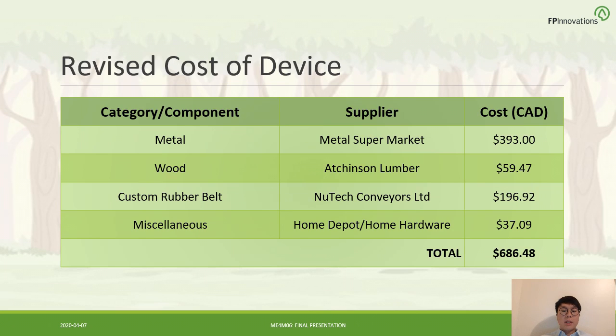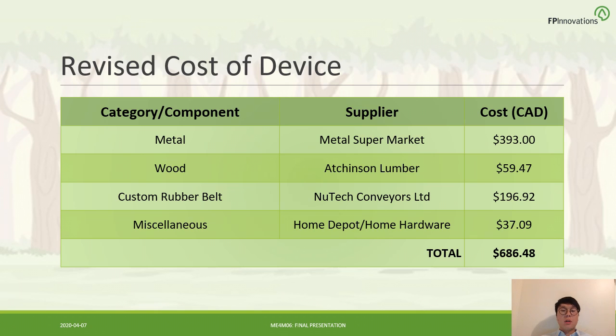So the team ended up spending a total of $686.48 on the materials for the prototype, and the costs are divided among four major categories, which are broken down in the table you can see on the slide. So firstly, the team spent $393 on metal for the support structure and the conveyor, and this was purchased at the metal supermarket supplier. Secondly, the team spent $59.47 on wood for the chute and the hopper, and this was purchased at Atkinson Lumber.